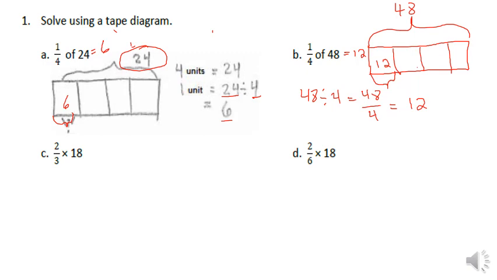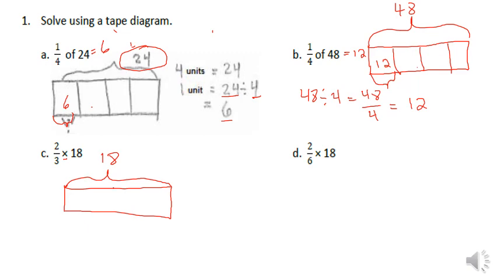On C is the first time we're looking for something more than just a unit of 1. But we're going to do the problem exactly the same way. A tape diagram. We're going to put our total on top. And if you notice, they put a multiplication sign here this time. So instead of 1/4 of 24, we're saying 2/3 times 18. But that's the same thing. "1/4 of" and "2/3 times 18" are the same kind of operation.